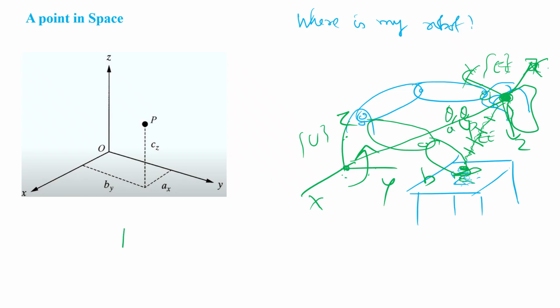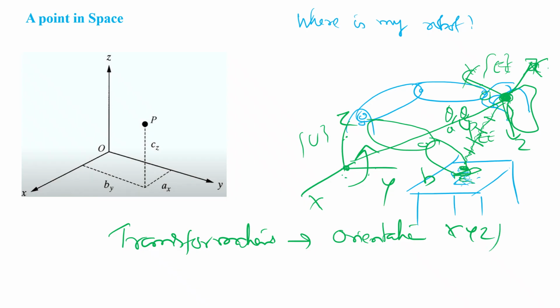So in this we are going to discuss transformations. What do you mean by transformations in robotics? It is orientation in XYZ, and translation in XYZ. These two actions represent transformations. So we are going to see what transformation is.